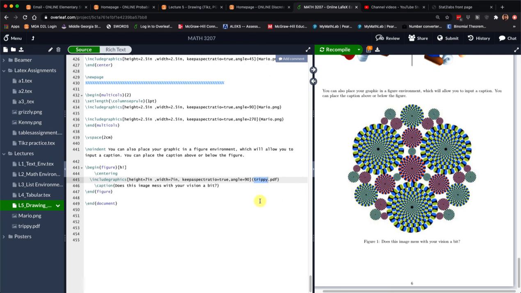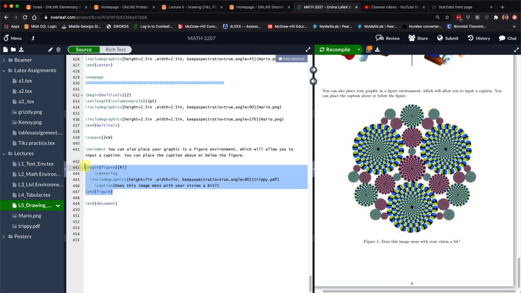All right, and I wanted a caption below it. So this figure environment allows us to use the \caption command. If you want captions below, it will number them accordingly, like figure 1 here. And this says, does this image mess with your vision a bit? I could put that in curly brackets, and it shows up below the actual image.